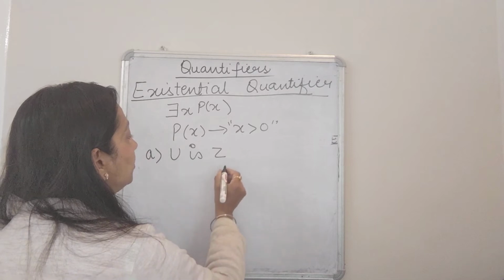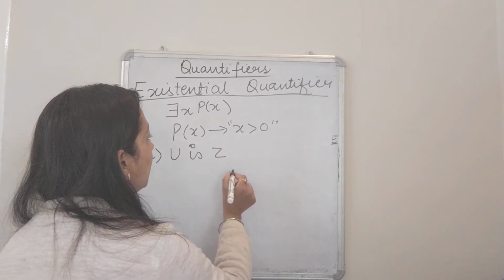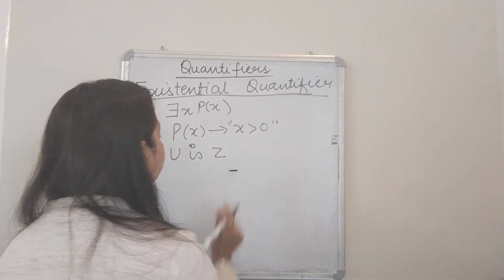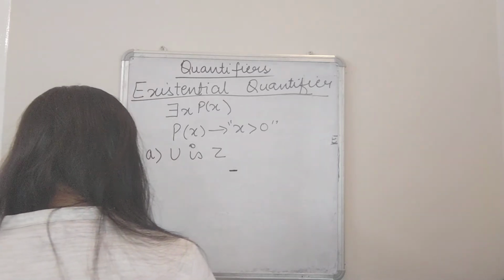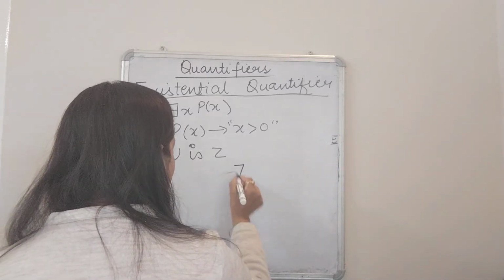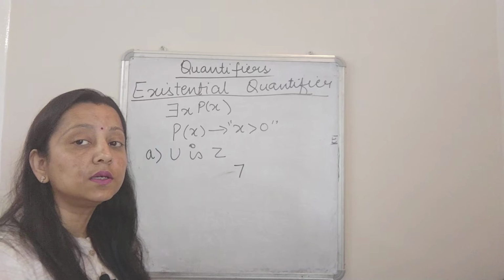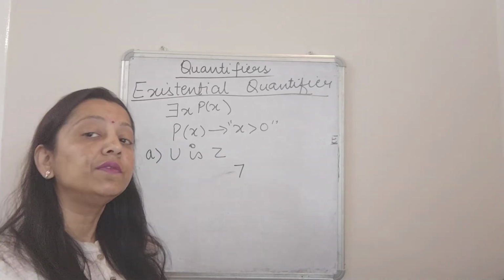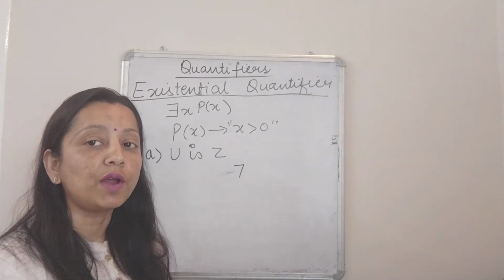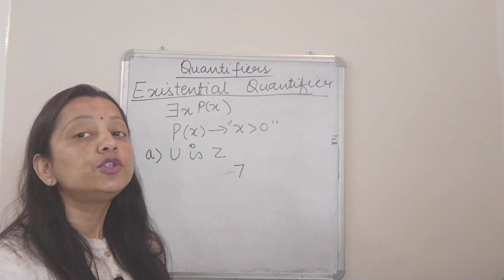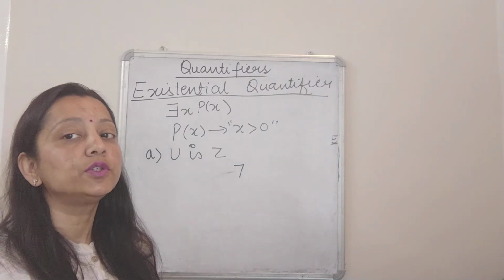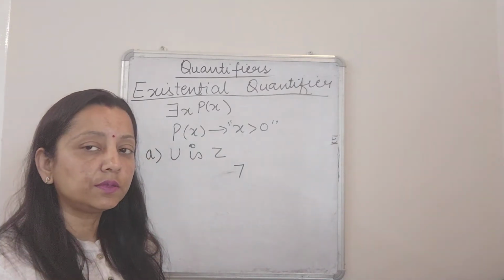So let us assume that we have taken a value as 7. Alright, so here what is the concern? Here the concern is that even if for one value of x, p of x has a truth value true, then I can say it is a proposition.